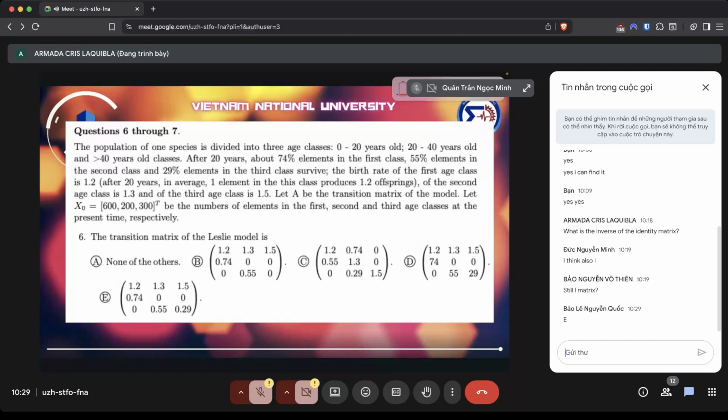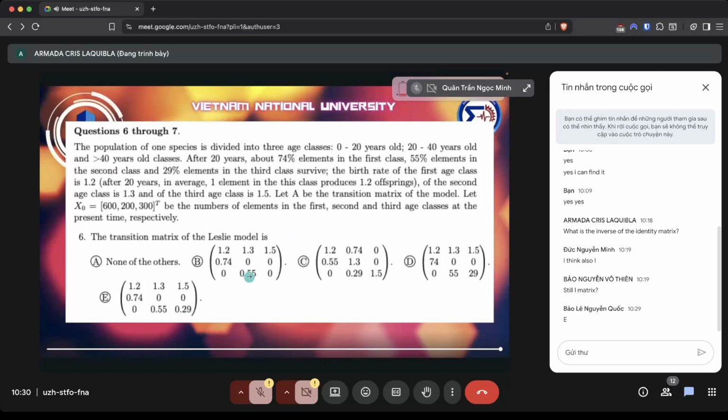Okay? So we have here the problem: 0 to 20 years old, 20 to 40, and then greater than 40 years old classes. So it's every 20 years, okay? About 74% of elements in the first class, 55% in the second class, and then 29% in the third class survive. So as you can see here, the survival rate percentages are 74, 55, and 29%. So 74% must be here, the second row, first column.